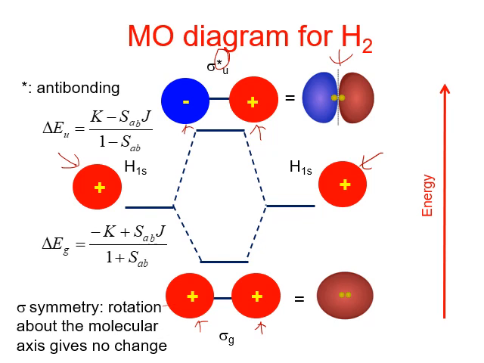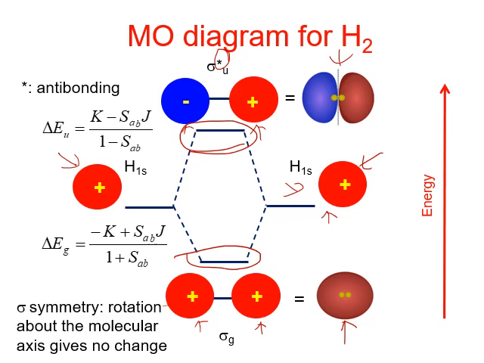In the bonding molecular orbital, there's a significant amount of electron density between the two nuclei. Also notice that the energy of the bonding molecular orbital is lower than the atomic orbitals. That means that when the atoms combine to form this bonding molecular orbital, it becomes more stable. On the other hand, the energy of the anti-bonding molecular orbital is higher than the atomic orbitals, and therefore, when the atoms combine to form an anti-bonding molecular orbital, it becomes unstable.